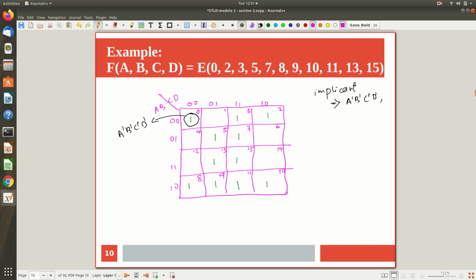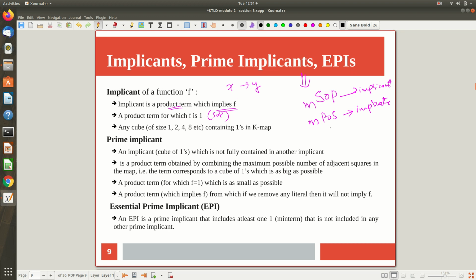If I keep on grouping like this, this is another implicant, right? This is another implicant. So let me tell you what this is. This is A dash, B dash, C and D. Similarly this one. So like that, see how many implicants are there that contain 4 variables. So single ones I can group, and minterms I can call an implicant, right? That is what is written. Any cube of size 1 is fine, 2 is fine, 4 is fine. I don't need the biggest one in general for an implicant, okay?